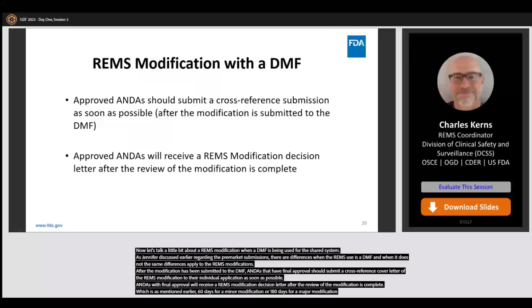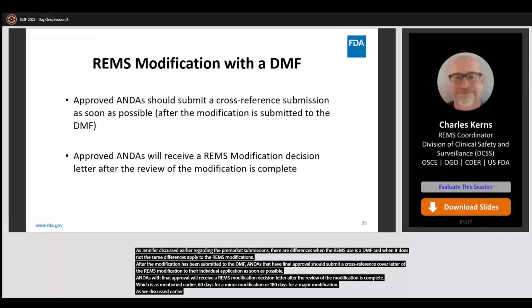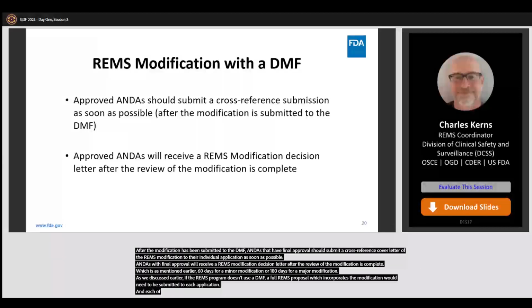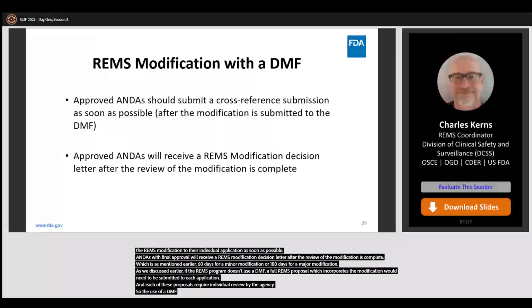As we discussed earlier, if the REMS program does not use a DMF, a full REMS proposal, which incorporates the modification, would need to be submitted to each application, and each of these proposals require individual review by the agency. So the use of a DMF for REMS consolidates modification submissions and makes the review of the REMS modification proposal simpler.